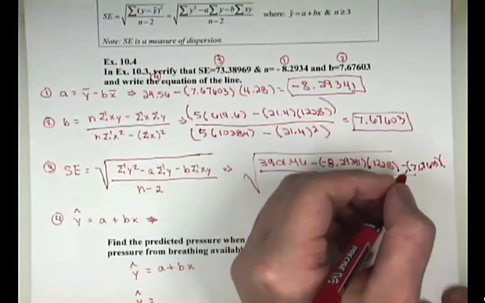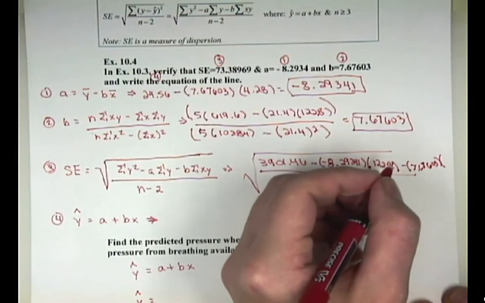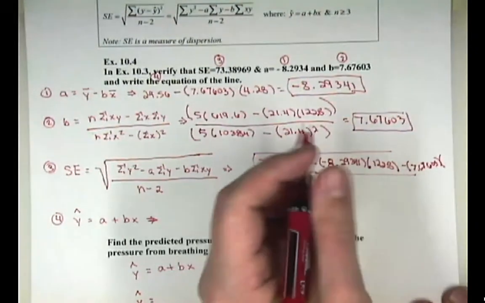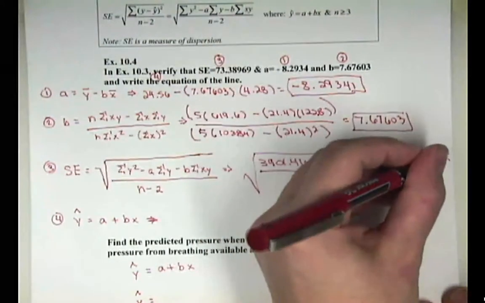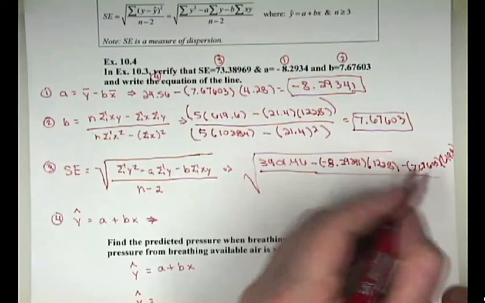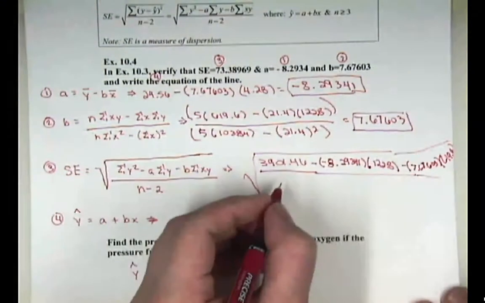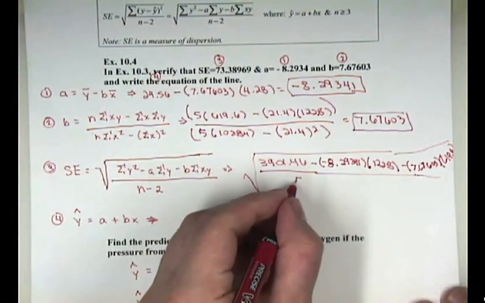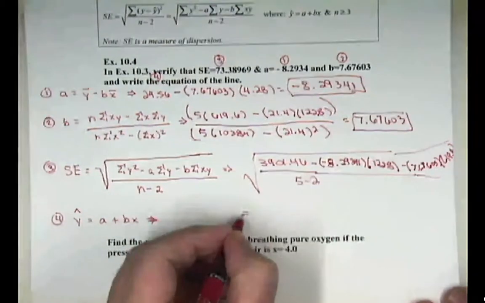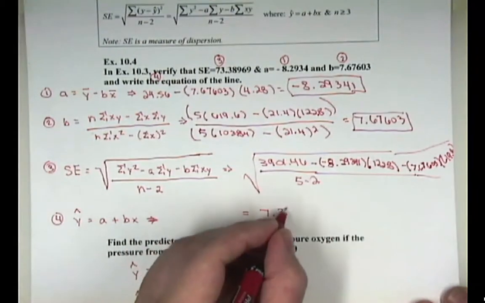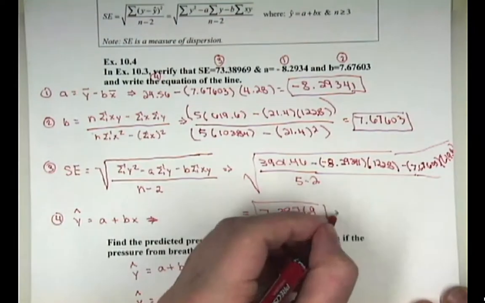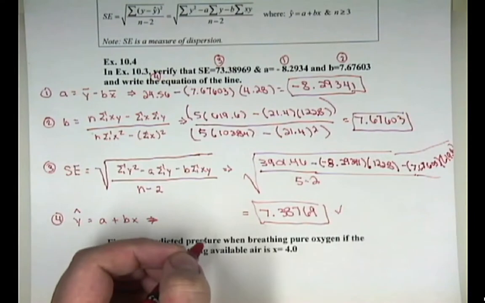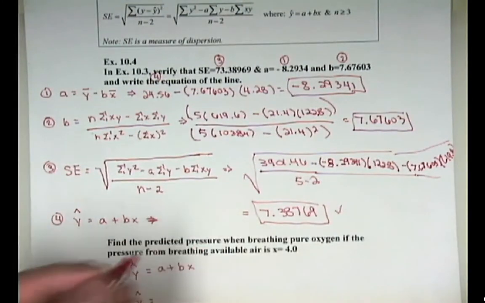Now the sum of the xy's is, let's see, where are you? Oh, there you are, 619.6. And I ran out of room on that piece of paper, didn't I? All over n, which is 5 minus 2. If we work this out, we should be getting 7.38769, which is what we wanted to get. A little bit of rounding error involved with mathematics, but it is quite close.